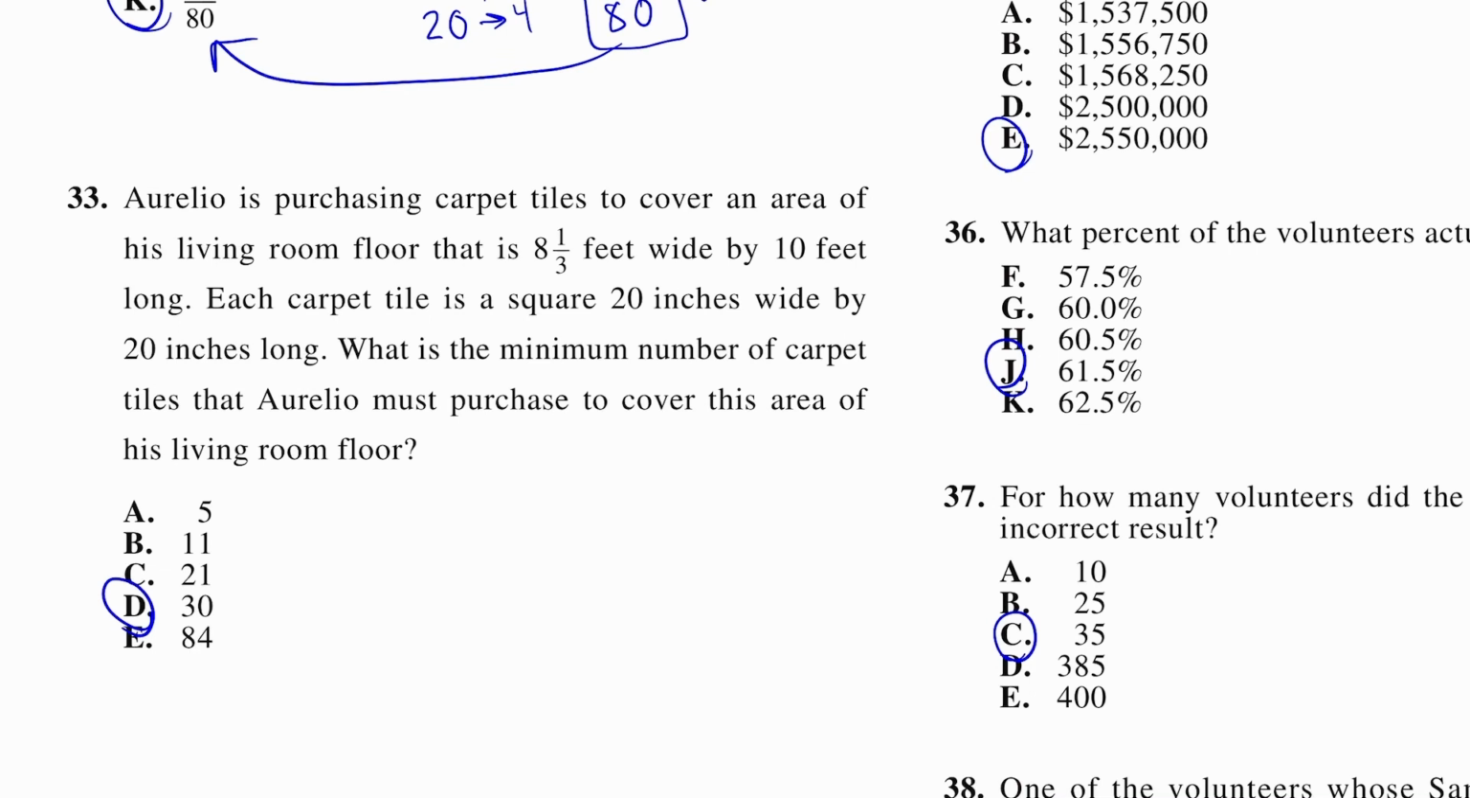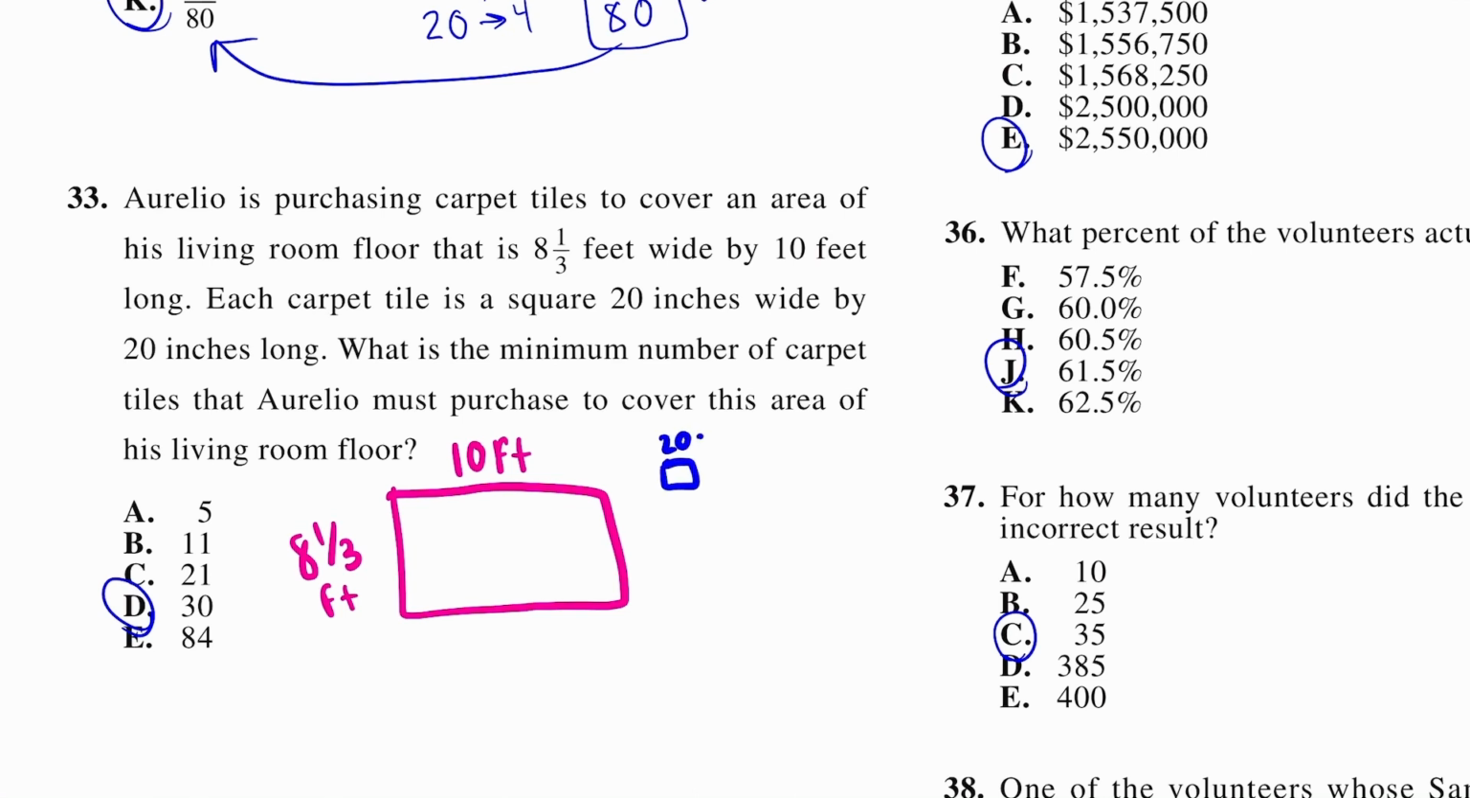All right, 33. Aurelio is purchasing carpet tiles to cover an area of his living room that is 8 1/3 feet wide. So let me draw his living room real quick. Here's his living room. It's 8 1/3 feet wide by 10 feet long. Each carpet tile square, so here's my little carpet tile, is 20 inches by 20 inches. What is the minimum number of carpet tiles that Aurelio must purchase to cover this area of his living room?